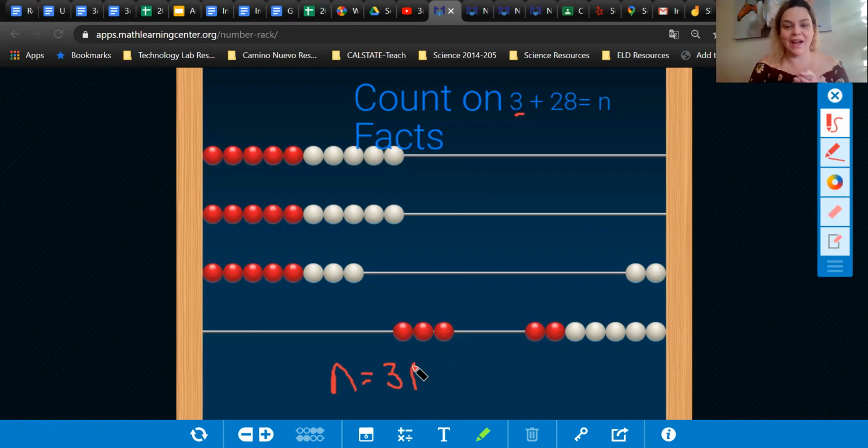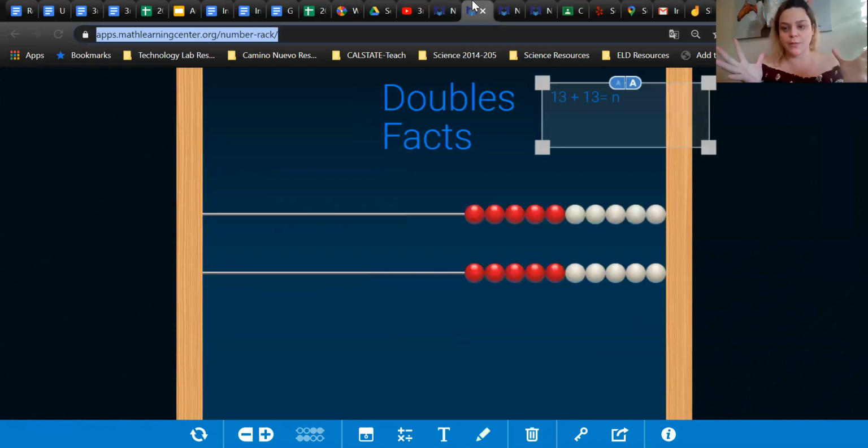All right, so we're back. So those are the count on facts. Now we're gonna look at some doubles facts, okay? So write down your equation, write down at the top of your notebook, doubles facts, so you're organizing all of your notes. And this equation is 13 plus 13 equals n. I know these are doubles facts because we have the same addend being added to itself, right? It's double.